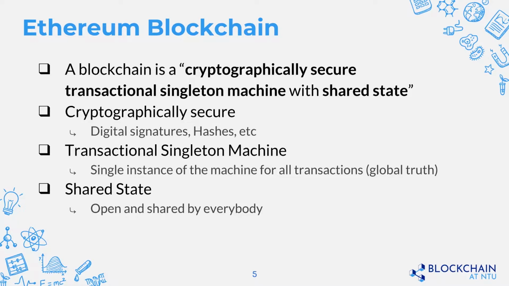For transactional singleton machine, what happens is that everyone on the blockchain is sharing the same instance of the Ethereum virtual machine. That's why it's a single instance of the machine for all transactions, right? So all users on the network share one global truth. And lastly, this blockchain is open and shared by everybody.